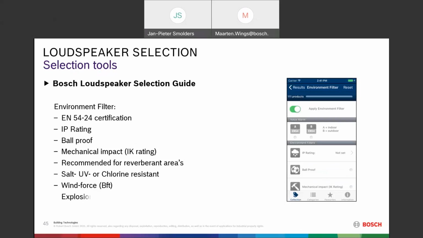Then the filter for the environment. There are quite some environment filters you can use. EM54, for instance, the IP rating, like you see here on the right, ball proof, mechanical impact, recommended for reverberant areas, salt, UV or chlorine resistance, likely for a swimming pool or so, outdoors, wind force, and explosion proof.